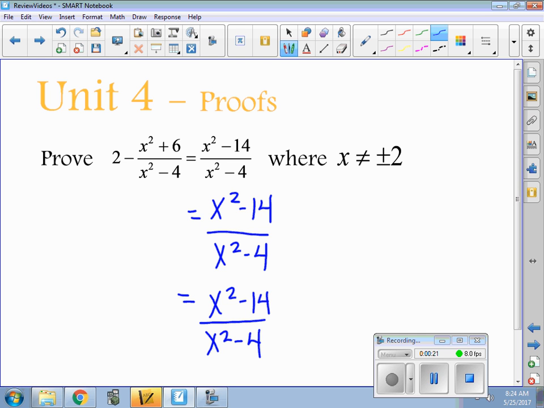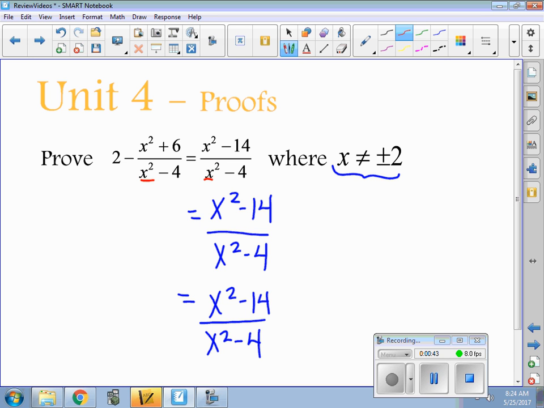Okay, the part that says where x is not equal to positive or negative 2, remember the idea of that is if I had positive or negative 2 in the denominator, it would make the denominator equal to 0, which makes the whole thing undefined, and that would not work. So that's the point of that. Alright, so we're going to simplify the left until it is equal to the right.